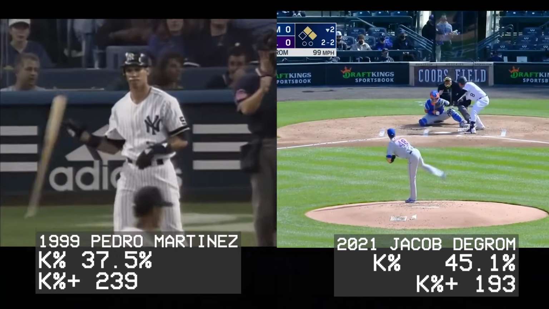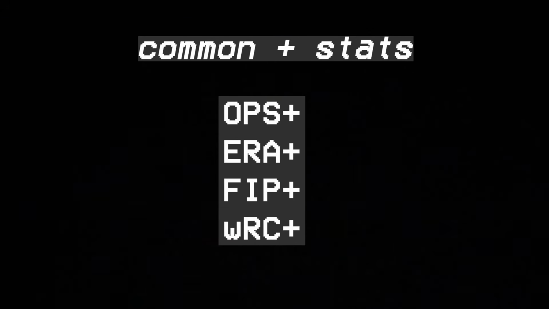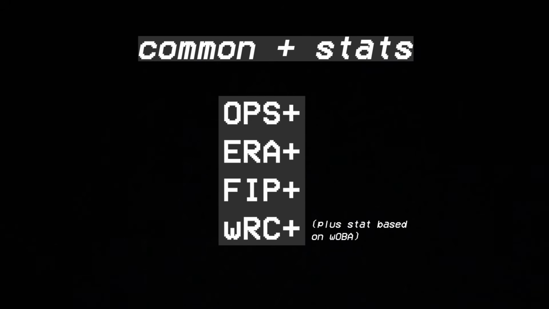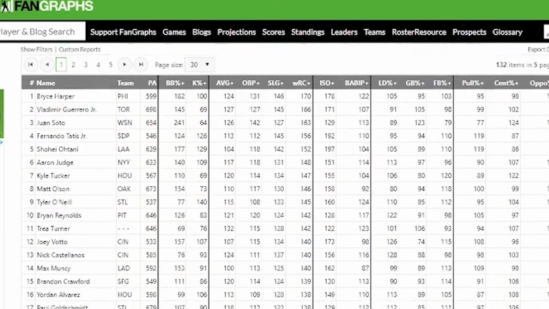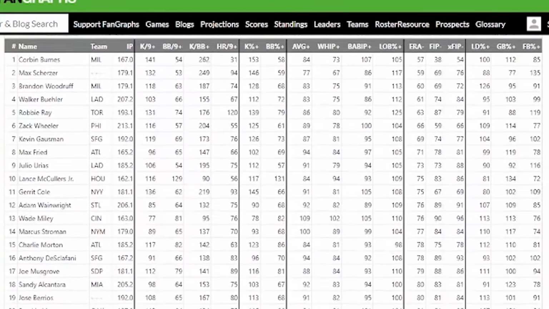So plus stats are incredibly useful and incredibly easy to use. The most common plus stats that you'll see are OPS plus, ERA plus, FIP plus, and wRC plus, which is the plus stat based on wOBA. But you can turn any stat into a plus stat, and the website Fangraphs has an entire leaderboard page just of the plus stats of the various stats you might be interested in looking up.